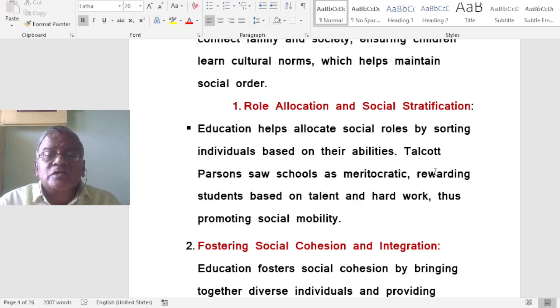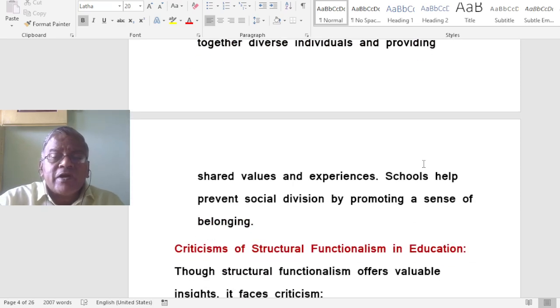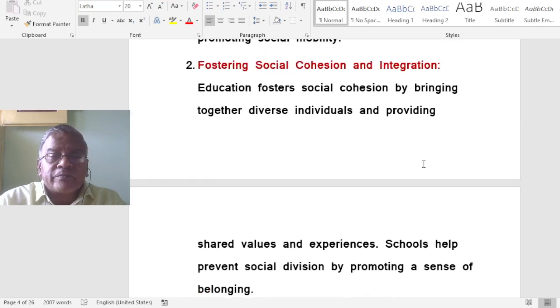Education helps allocate social roles by sorting individuals based on their abilities. Talcott Parsons saw schools as meritocratic, rewarding students based on talent and hard work, thus promoting social mobility. Then fostering social cohesion and integration. Education fosters social cohesion by bringing together diverse individuals and providing shared values and experiences. Schools help prevent social division by promoting a sense of belonging.